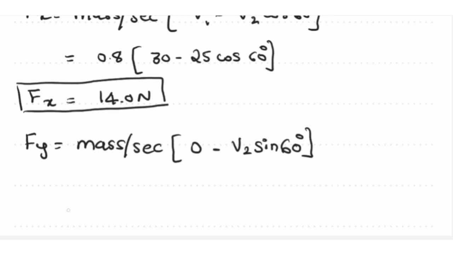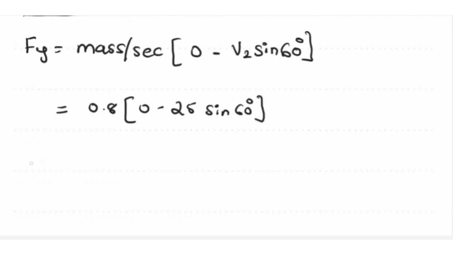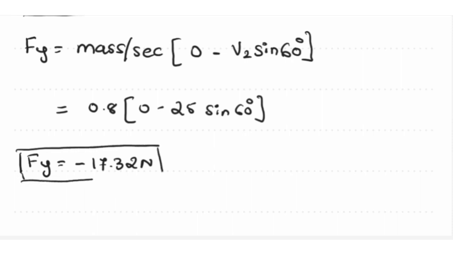So you have to substitute the value here. Mass per second is 0.80 minus V2 is 25 sine of 60 degree. So if we solve, we get Fy is equal to, here the minus sign will be there, minus 17.32 Newton. So we got here Fx and Fy.